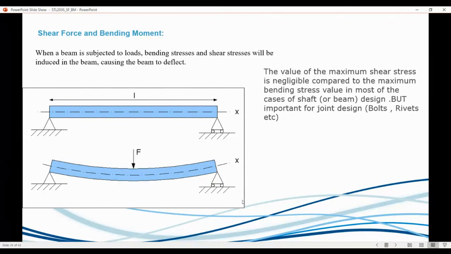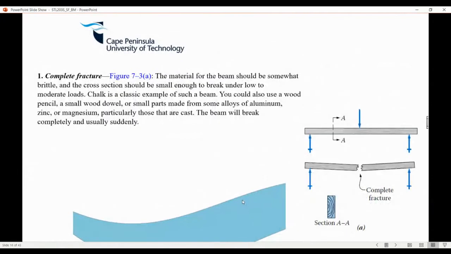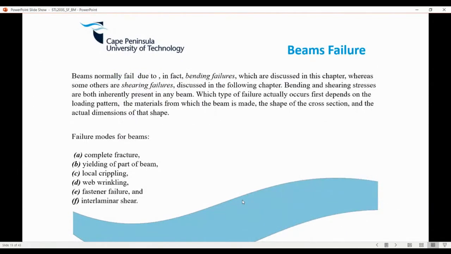So I'm talking about failure, and I want to talk about what kinds of failure one can expect in a beam. There are typical failures. Beams normally fail due to bending failures, which were introduced in Strength of Materials 3, whereas others are shearing failures, exactly what I said. Bending and shear stresses are both inherently present in any beam. That's very important, and that is where the whole analysis comes in.